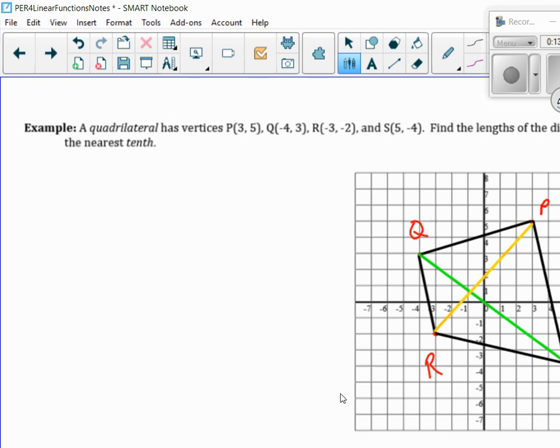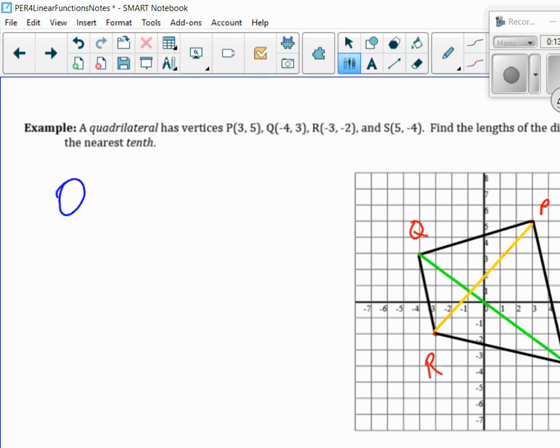Okay, it looks like a trapezoid, but what's true about a trapezoid? Two sides are parallel. And the only ones that look like they could be parallel are QR and PS, and I don't think the slopes are the same. Are they? 1, 2, 3, 4, 5, 6, 7, 8. 8 over 2, so that's about 4. Yeah, the slopes aren't the same, so this is just some crazy quadrilateral.